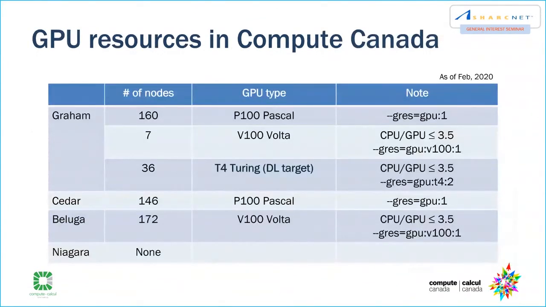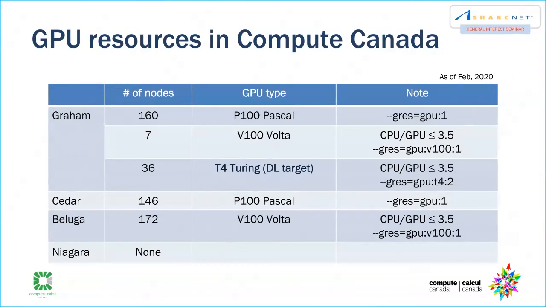So as you see, Graham, Cedar, and Beluga, we have GPU nodes. You can see each server has a different type of GPU processor, Pascal, Volta, and it has slightly different configurations. So it is recommended to check our Compute Canada wiki pages before you submit your job, or any big jobs for GPU cores.